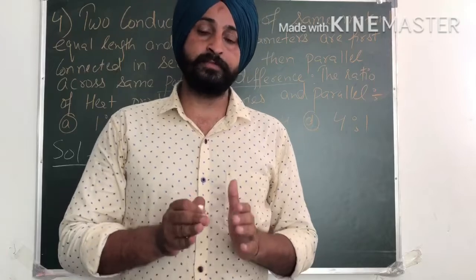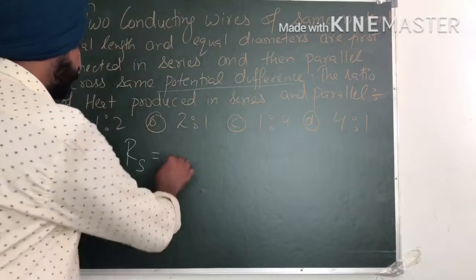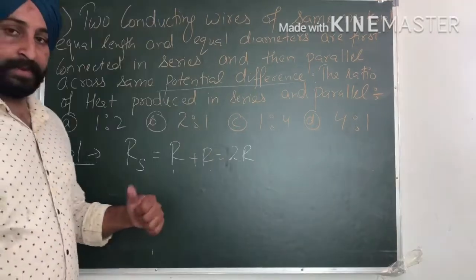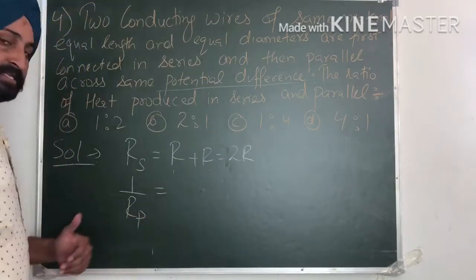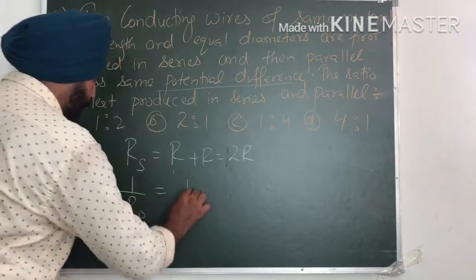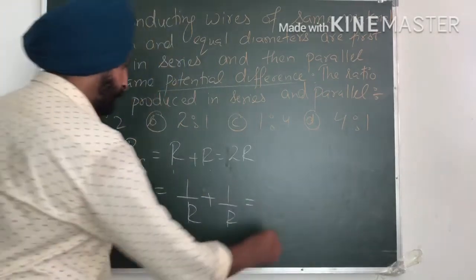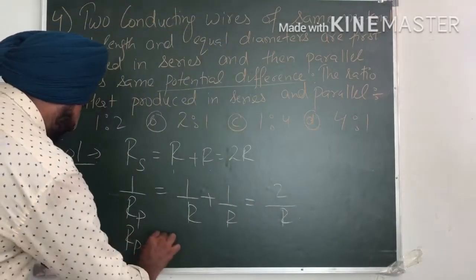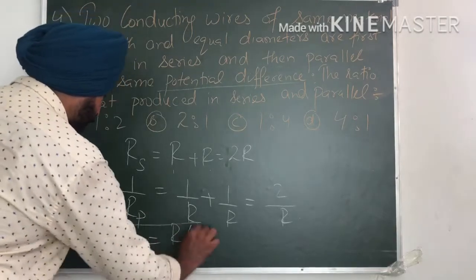Fine. So let us suppose the resistance of each wire is R. So total resistance in series would be equal to R plus R, that is equal to 2R. And in parallel, the total resistance would be, as we know, the sum of reciprocals. So it would be 1 by R plus 1 by R when they are in parallel. So it would be 2 by R. So our total resistance in parallel would be equal to R by 2.